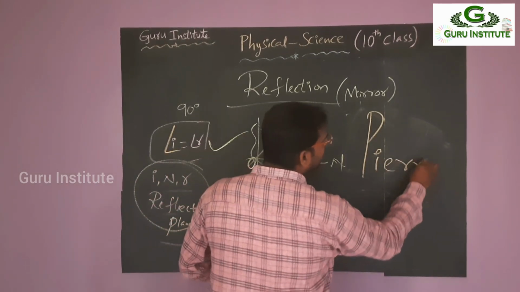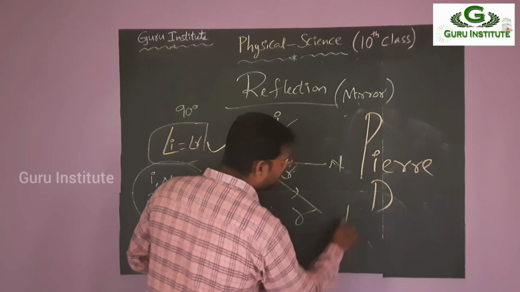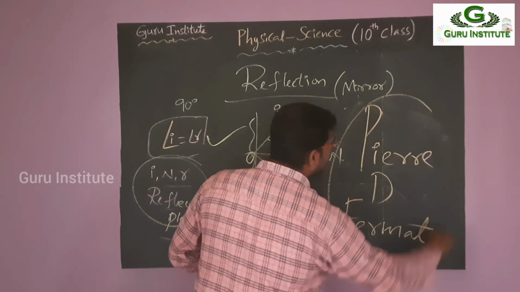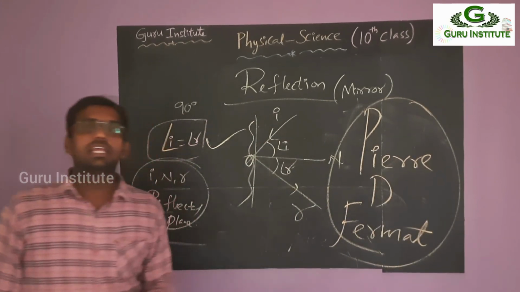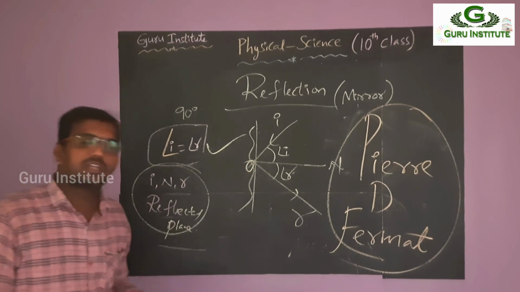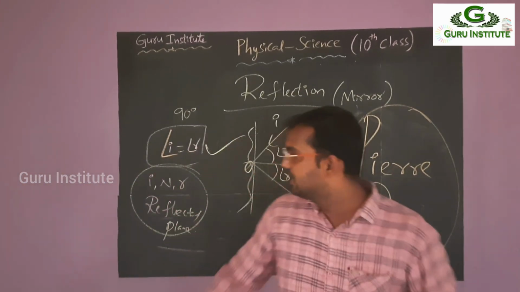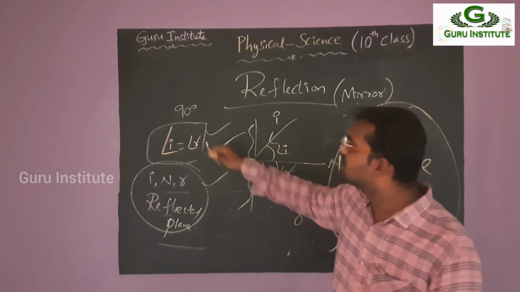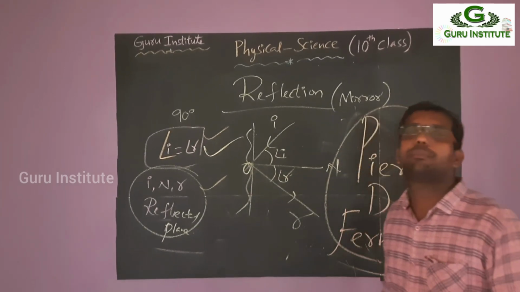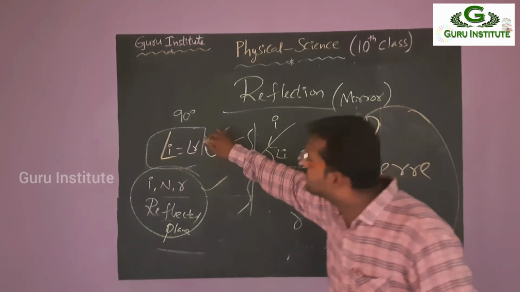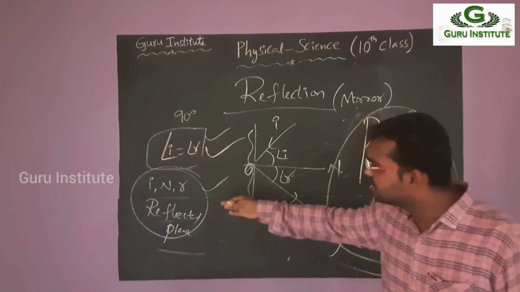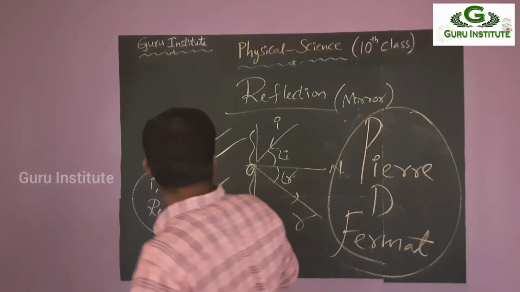Pierre de Fermat. Who is that? All these rules were discovered by Pierre de Fermat. The scientist named Fermat did experiments on this reflection of light concept and he has given two beautiful rules. Angle i is equal to angle r, and i, n, and r all lie in the same plane. So that's why this is called Fermat's first law or first principle. This is Fermat's second principle or second law.